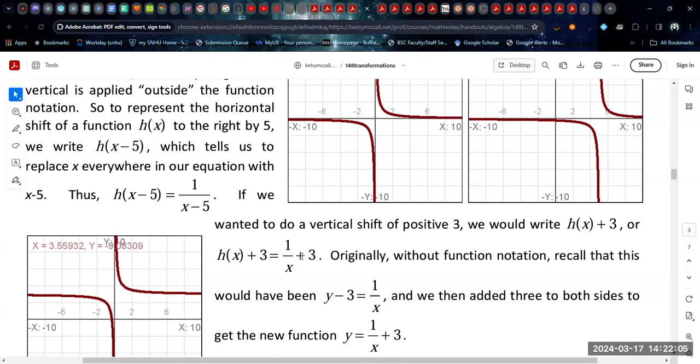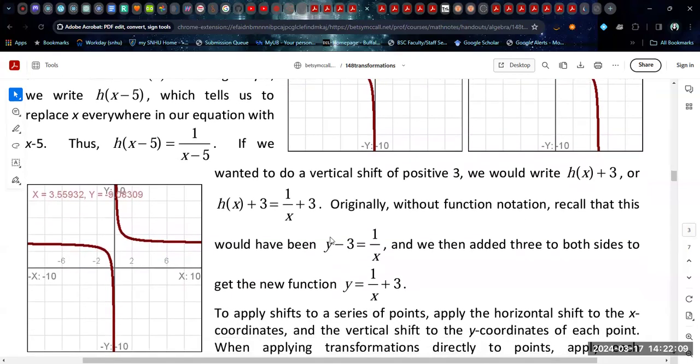And so that's telling me that I'm going to take my original 1 over x function and add 3 to it. And remember, if I had been doing this by replacing y with something to do this shift, it would have started out as y minus 3, and then I add the 3 to the other side of the equation, and that gets me that upward shift. So again, the graph is going to look exactly the same as the 1 over x, but now instead of having a horizontal asymptote at 0, the horizontal asymptote is now up here at 3.